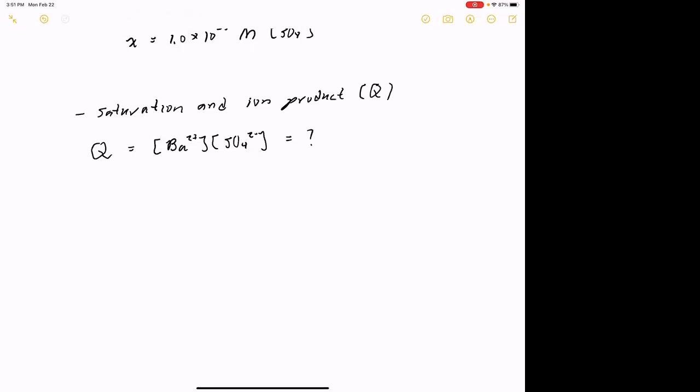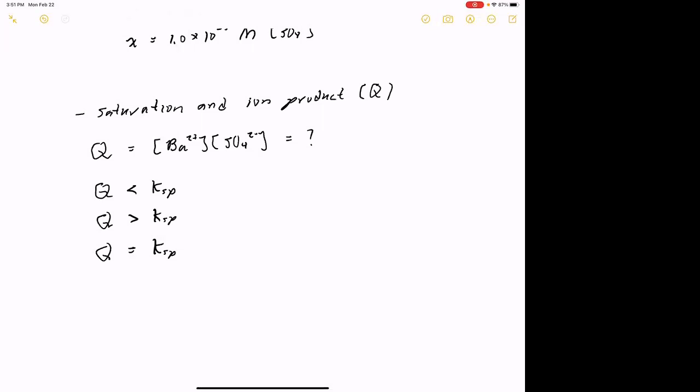So if you think about it, I've really got three options here if I compare these things. I could have a situation where my Q, or my ion product, is less than my KSP. I could have a situation where my Q is greater than my KSP. Or I could have a situation where my Q is actually equal to my KSP. Okay, so each one of these means something different. So let's think about it. If my Q is less than the KSP, that means I don't have enough of one or the other or both of the ions to form a precipitate.